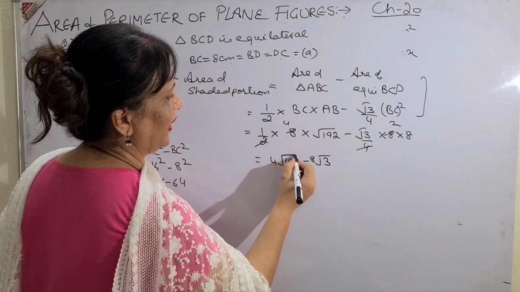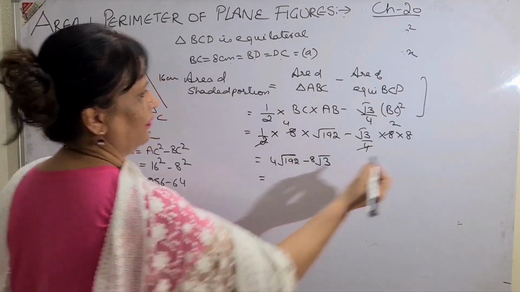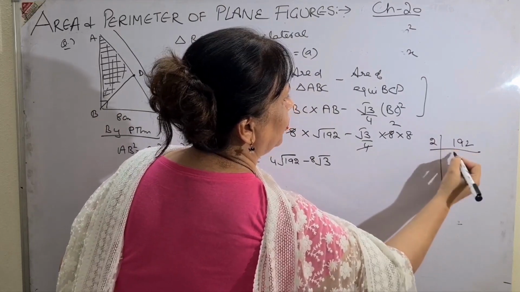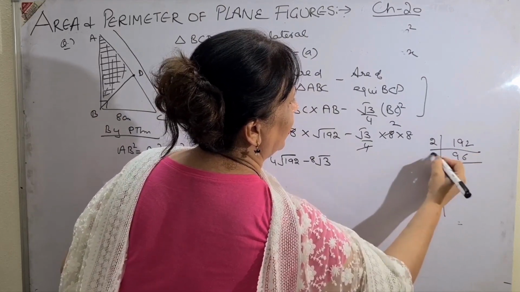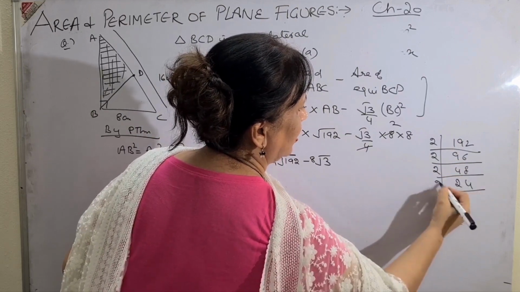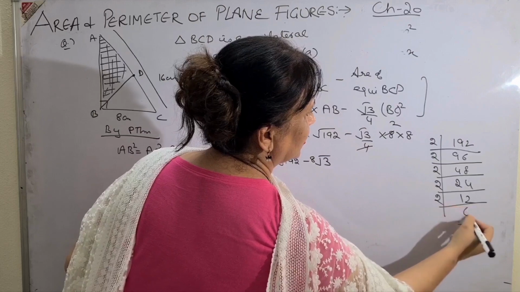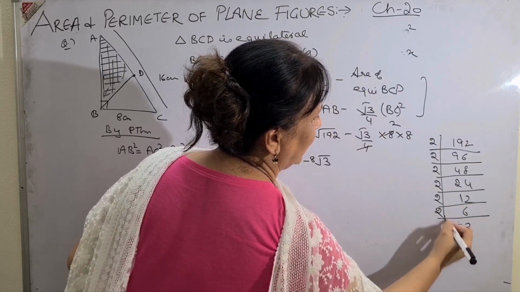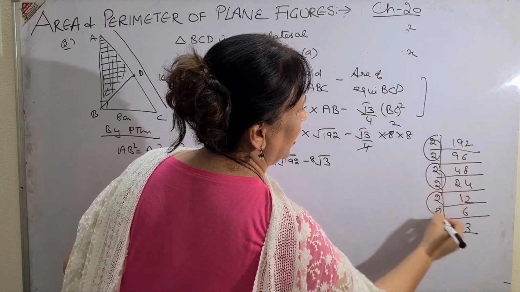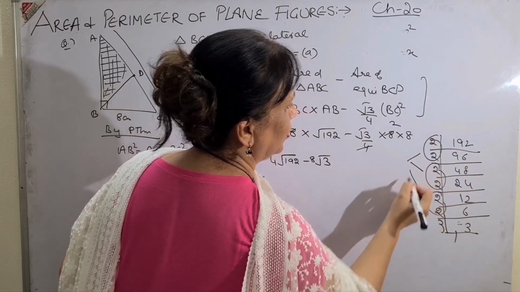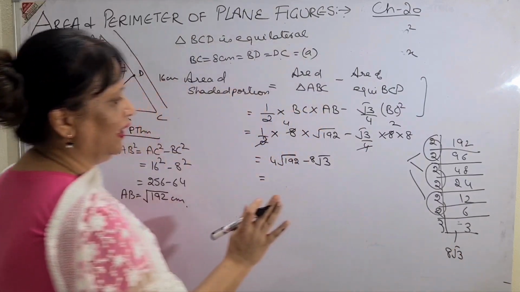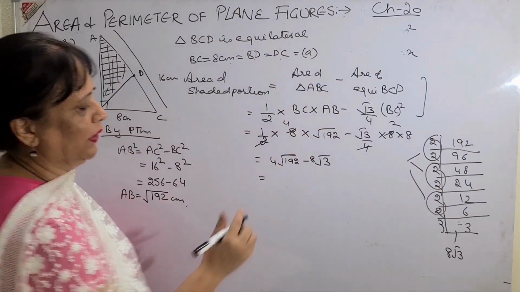I will do the factorization of 192 in the rough column. You do it like this and check it twice. 2 9s are 18, 2 6s are 12, 2 4s are 8, 2 8s are 16, 2 24s are, 2 12s are, 2 6s are, 2 3s are, and 3 1s are. You can make pairs. So I will get 2, 2, 2. That means 2 to the 4, which is 8 root 3. I am going in detail so that it is very easy for you.